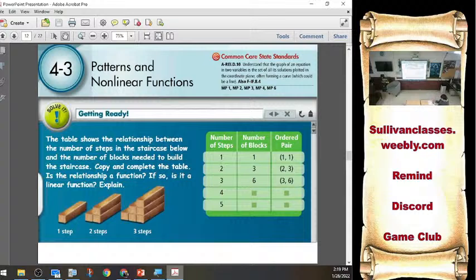Yeah, we should probably have those. Okay, can you just figure out a relationship between I want to have this many steps, so I have to have this many blocks? Can you write those as coordinate pairs? Remember, it's x, y, input, output.